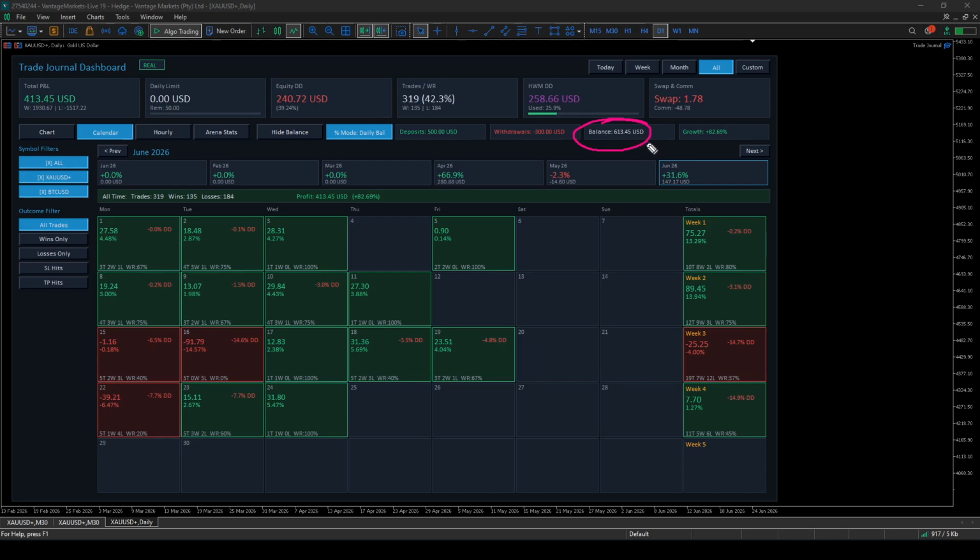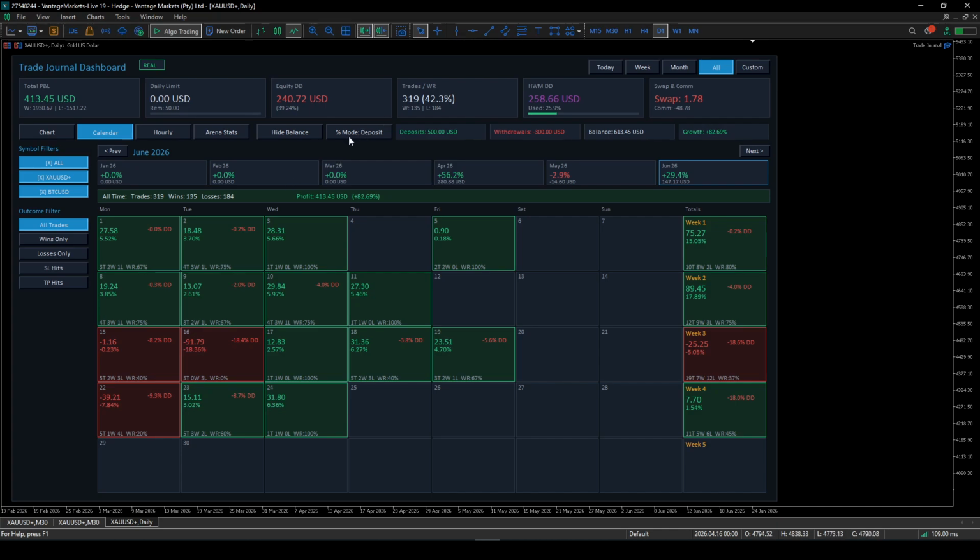So if I made some profit, it will calculate from this balance. But if you want to calculate from the deposit balance, just simply click on that and it will recalculate from your deposit balance. Very simple, right? So there is nothing more to show you guys.